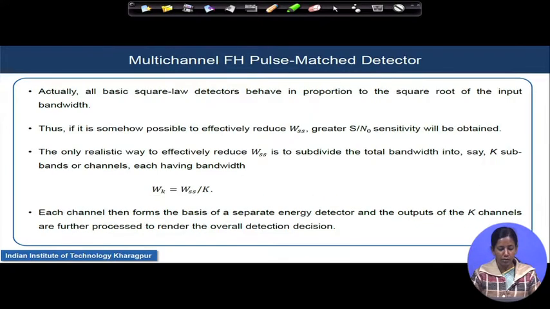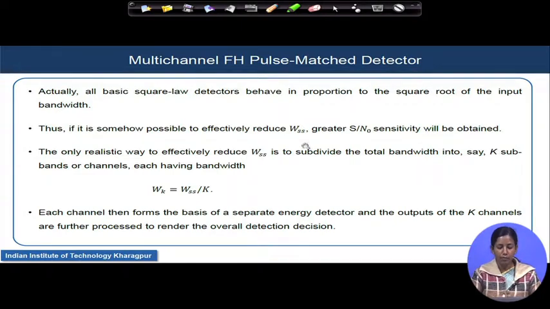So, the key point from this equation is that all square law detector outputs have this proportionality with the square root of the input bandwidth. And so, a greater sensitivity, or greater detection possibility, can be obtained if we can effectively reduce this WSS. But remember one thing, that WSS is not under the control of the interceptor. This is a factor by means of which the communicator is spreading his own signal.